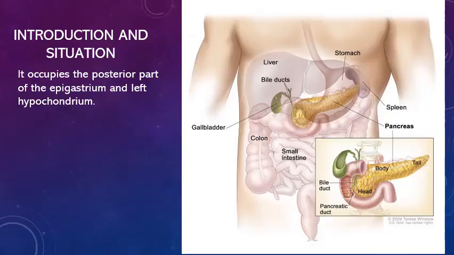So the pancreas is a soft lobulated gland. You can see here that it consists of both an exocrine part and an endocrine part, with a very little amount of connective tissue in the gland. And as for its situation, it extends from the posterior abdominal wall.